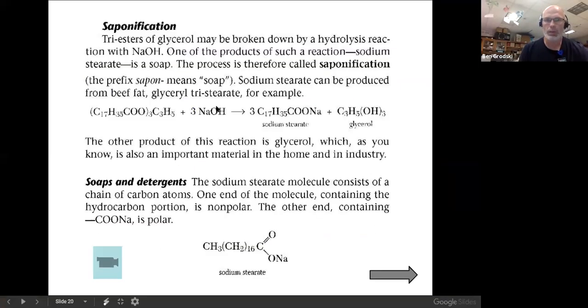Okay, and so this is an example of saponification. Notice there are 3 fatty acid chains on this glycerol. You cleave them, 3 soap molecules. Here's the polar end, here's a non-polar end. And notice we produce glycerol. So what do you have to do here? Just recognize that reaction. Okay, moving on.